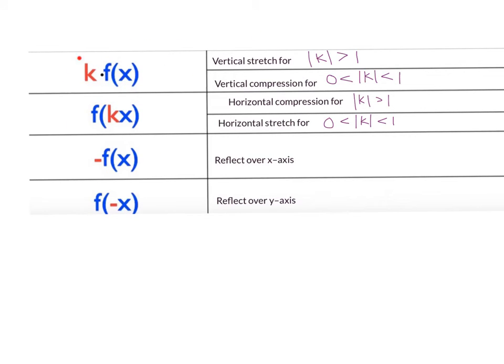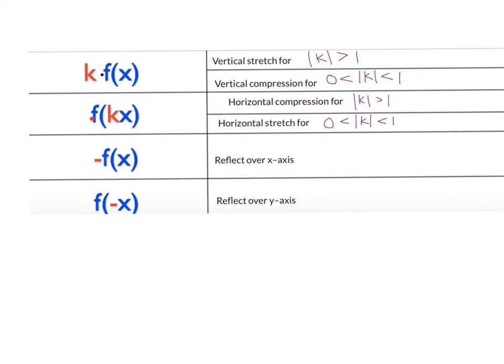Now if this number is a fraction, that's what this means. If it's between 0 and 1, if it's a fraction out here, and it can be positive or negative, then it's going to be a vertical compression. So if I put a 1/2 out here, it will be a vertical compression. If I put a negative 1/2, it'll vertically compress, plus it'll flip. Because remember my negative signs, it's going to also flip.